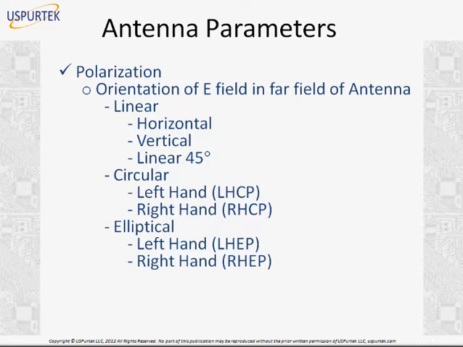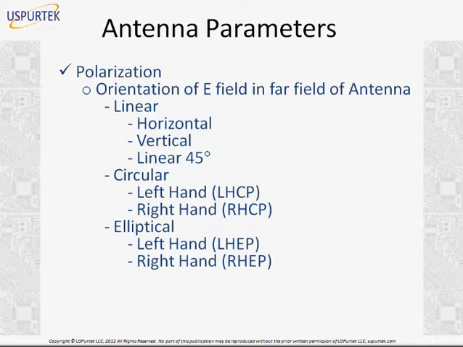Now, this is a very interesting topic in antennas, the polarization. Some of you must have heard of this. Antennas are polarized. Polarization means how the electrical field is oriented in the far field of the antenna. As we have discussed before, the E and H fields are perpendicular to each other. But the E field can be vertical, horizontal, or at an angle. It could also be rotating in the left-hand or the right-hand direction. That gives us the polarization of the antenna.